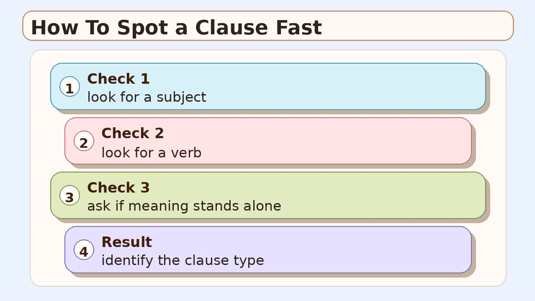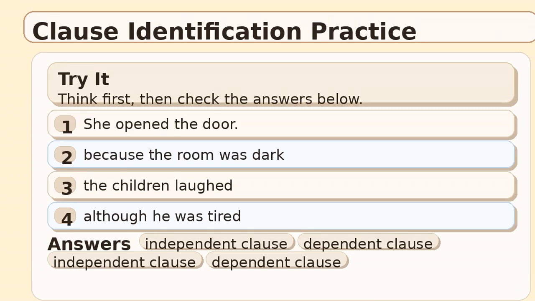If you want to identify a clause quickly, ask two questions. First, is there a subject? Second, is there a verb? If both are present, you probably have a clause. Then ask whether the meaning stands alone or depends on another part. Let us practice clause recognition. Try to decide whether each one is an independent clause or a dependent clause.